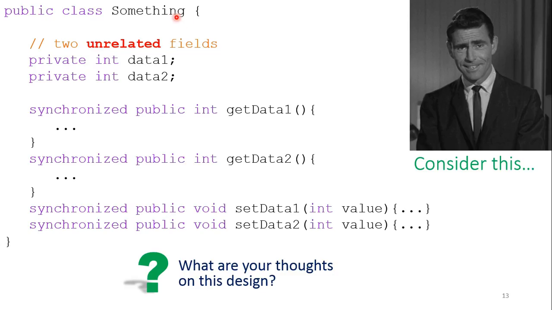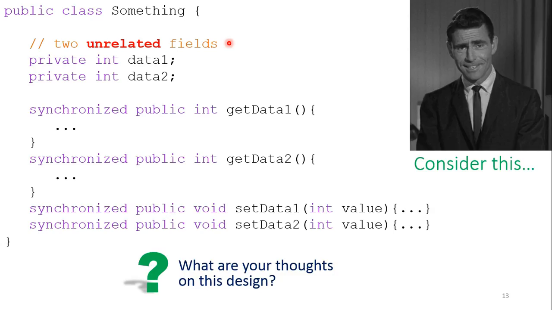So we have here a public class something. It's going to be twice pretty much what we did with the counter, insofar as we have two data fields here instead of just one. And we're going to assume that those two data fields, data1 and data2, are completely unrelated. Now we have a getData1 and a getData2, so we have accessors on each of the fields, and we mark those as synchronized.